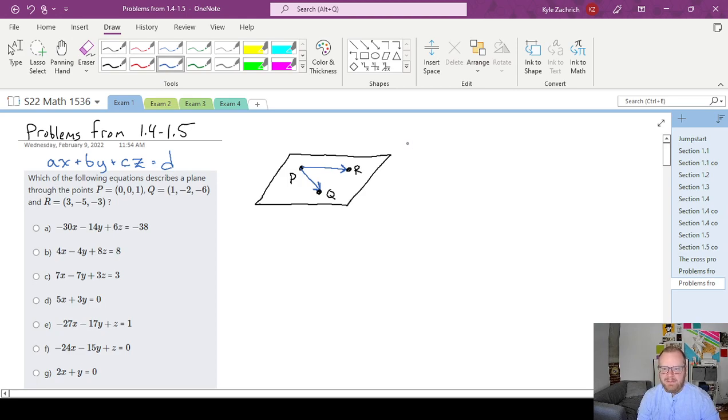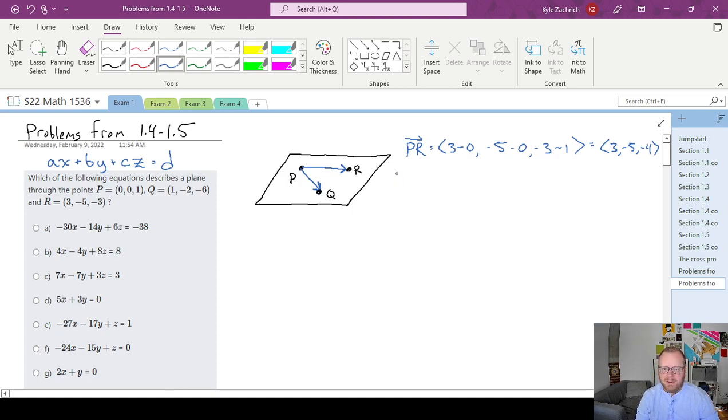So I'm going to give them some names. I've got PR. And the way that you create a vector from 2 points is you take all the components from the tip and you subtract them from the tail. Right? We're trying to figure out not a slope per se, but how far are we traveling in the x, y, and z direction. So this is going to be 3 minus 0, -5 minus 0, and -3 minus 1. Right? All the points from the tip minus all the points from the tail. So that's going to be 3, -5, -4.